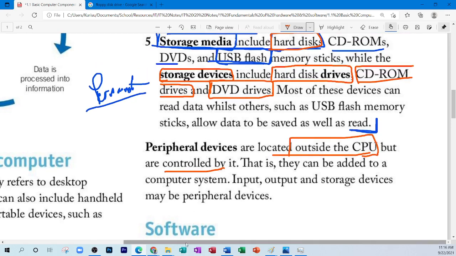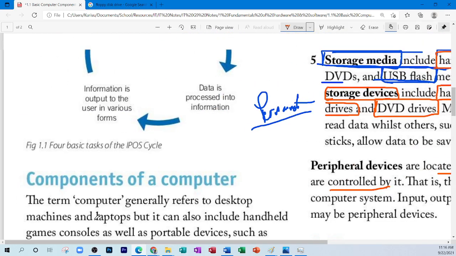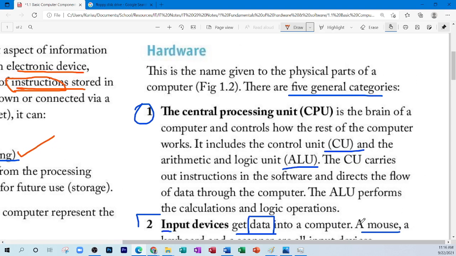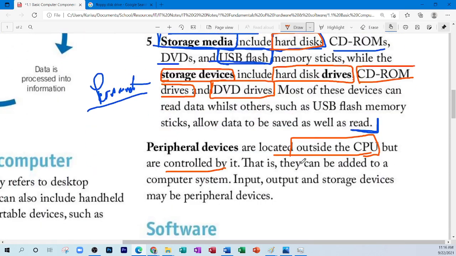Remember, we already said that once a device is connected to the computer, it is acting as input, it is acting as output, then it has to go through this processing stage. So that means it is connecting to the CPU. That means the CPU is controlling it. So that's why the definition says that these devices are being controlled by the CPU.